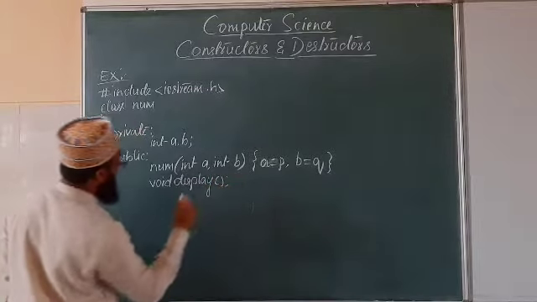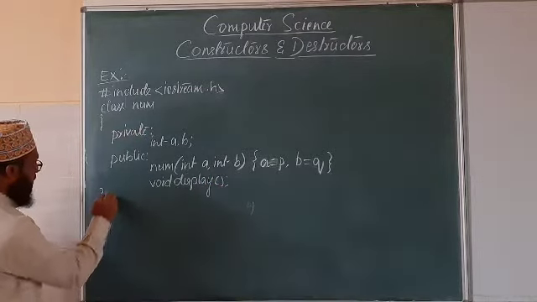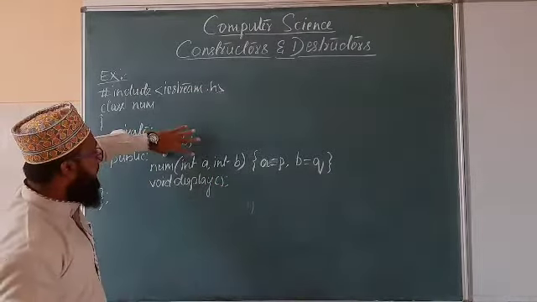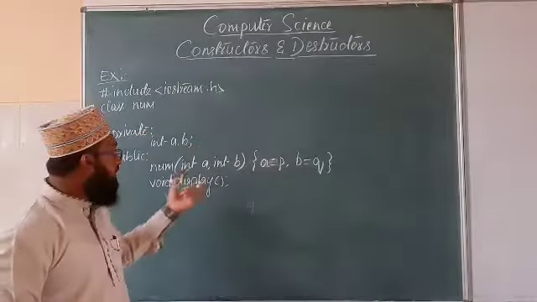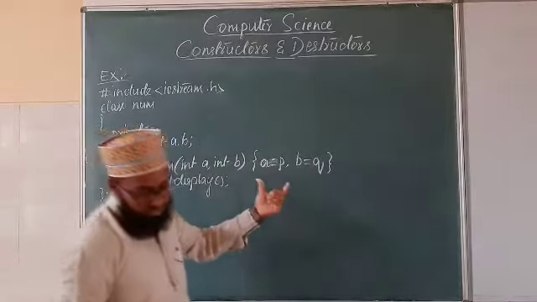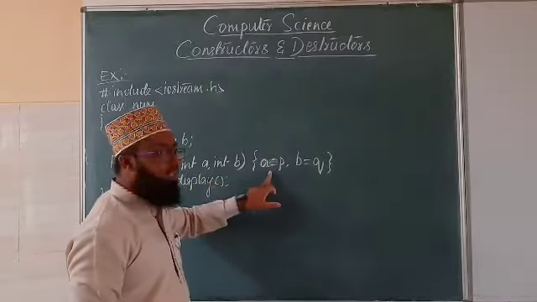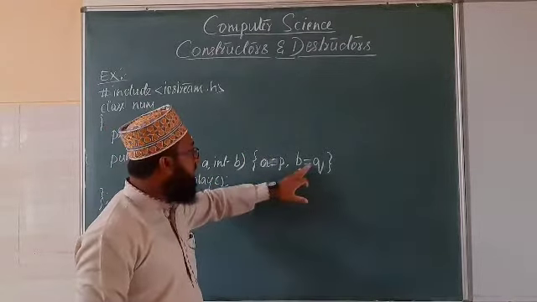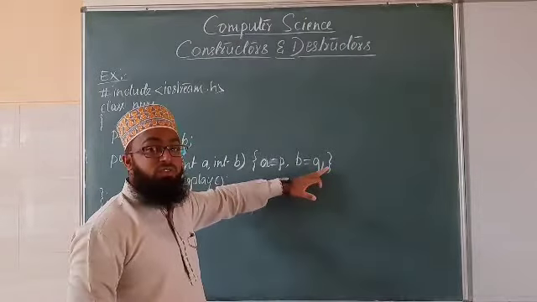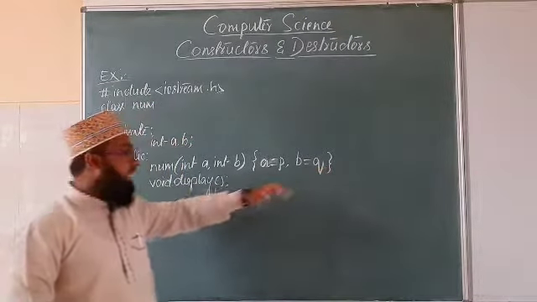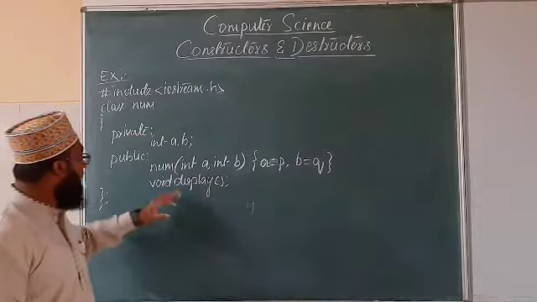Okay, void display, then finally close the class. See, this is the constructor we have taken here. This is the default constructor, that is Num. Then we are giving default constructor A equals P, B equals Q, giving default values, not taking any other thing. Then after that, void display.